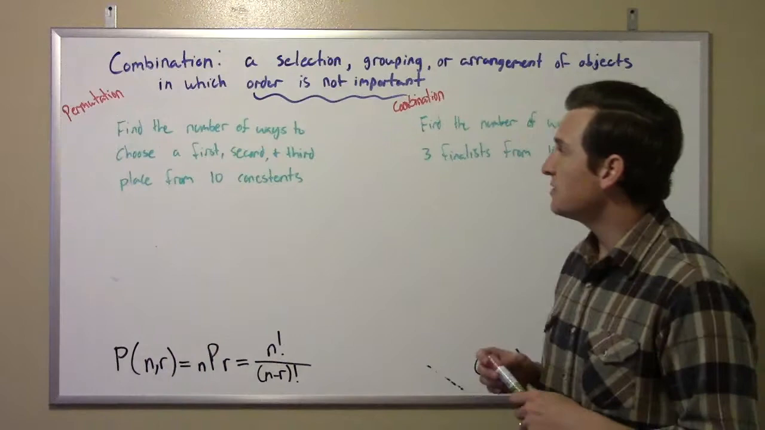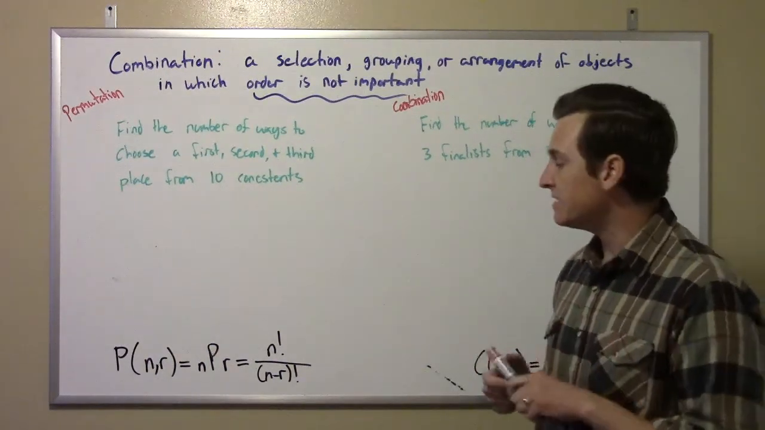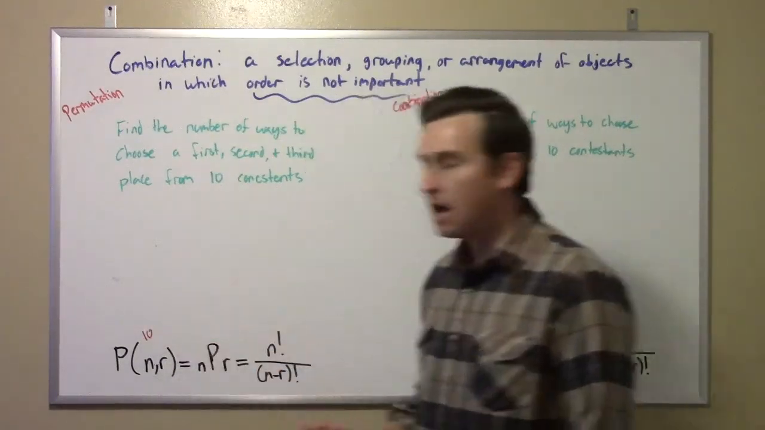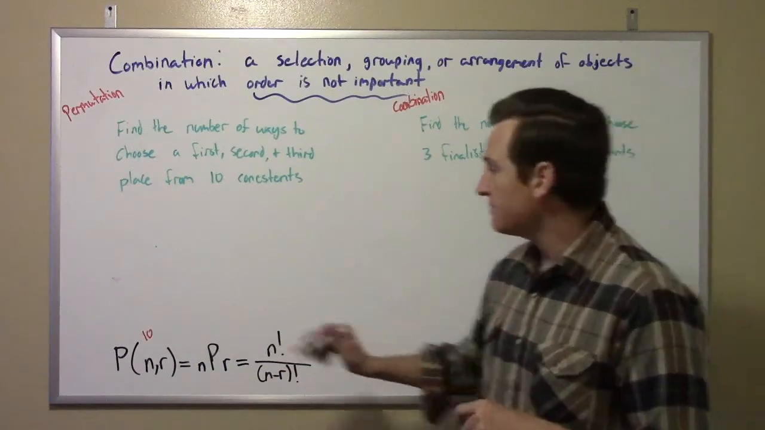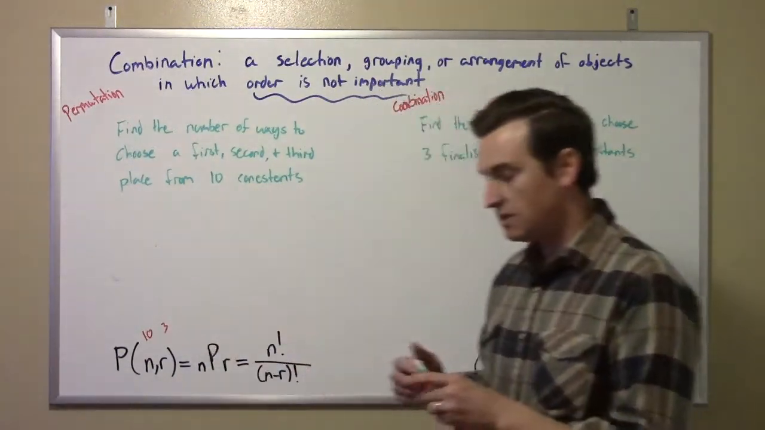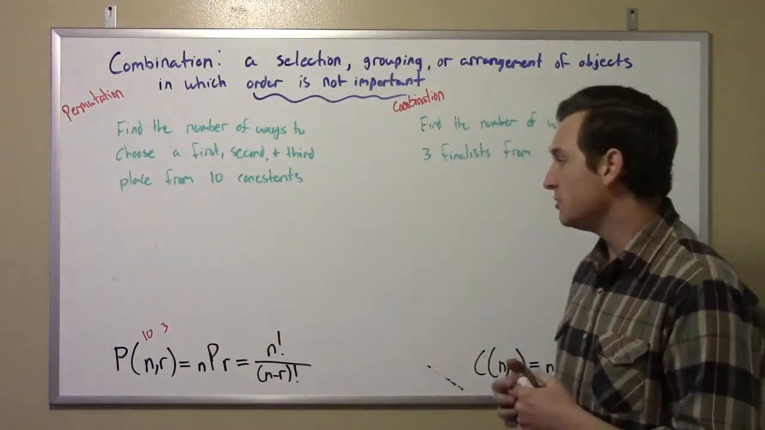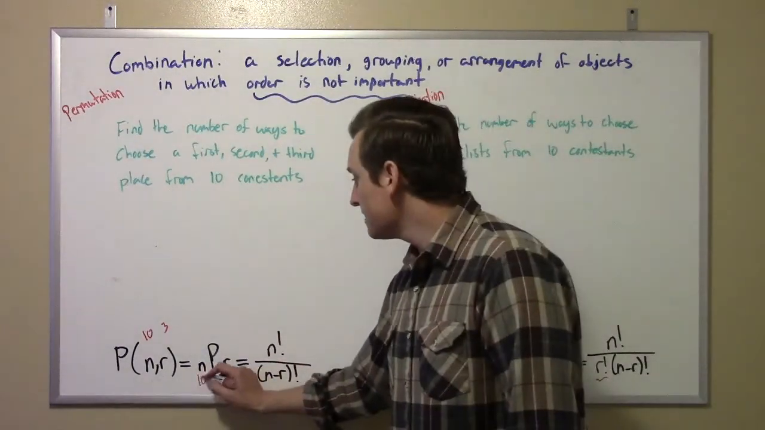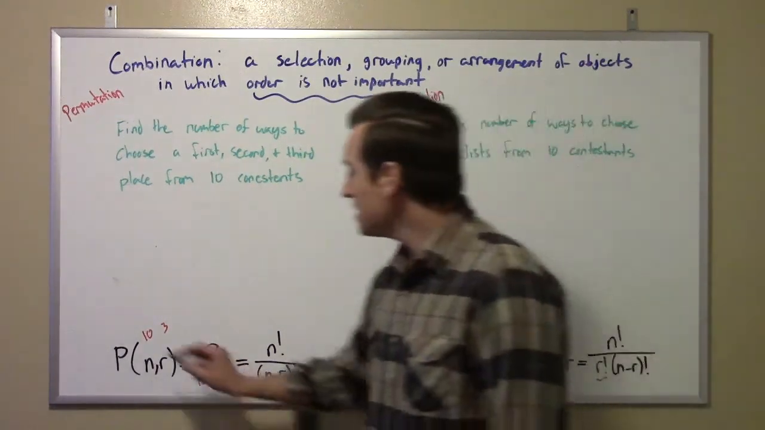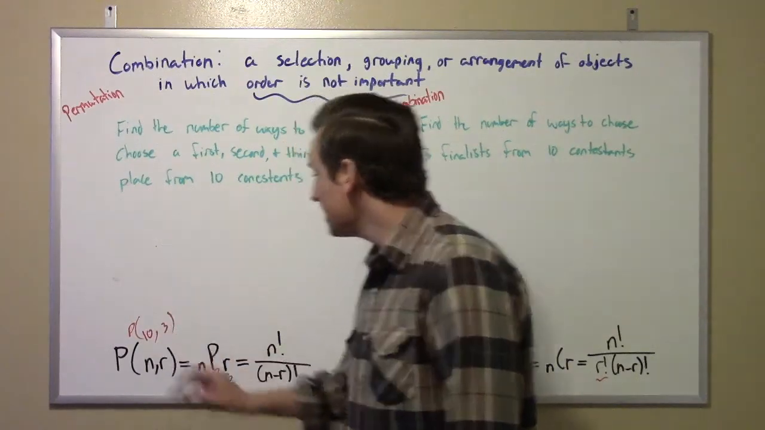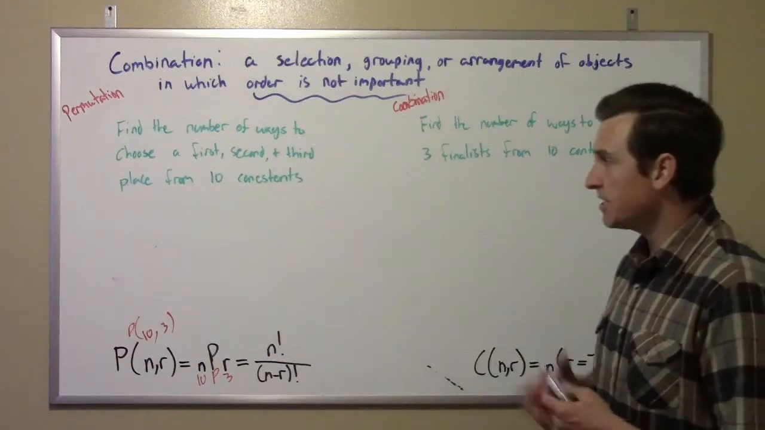Find the number of ways to choose a first, second, and third place from 10 contestants. Okay, so the idea is you have 10 objects, which in this case are people, and you want to take them 3 at a time. You want all the different ways to arrange 3 people at a time from a bank of 10 people. Okay, so this is a 10 here, and this is a 3. So you'll see this like 10P3 or P of 10 and 3, right? That kind of idea. So this is a permutation idea because the order is important.